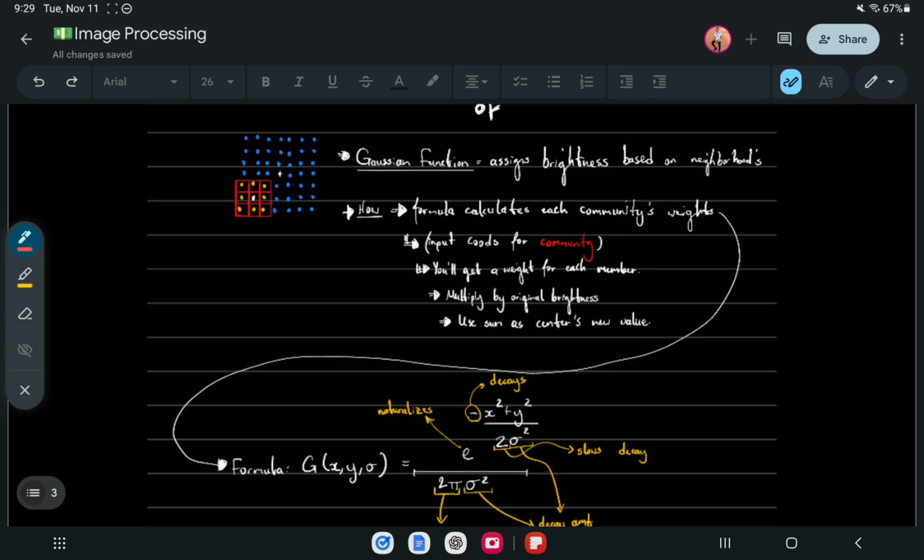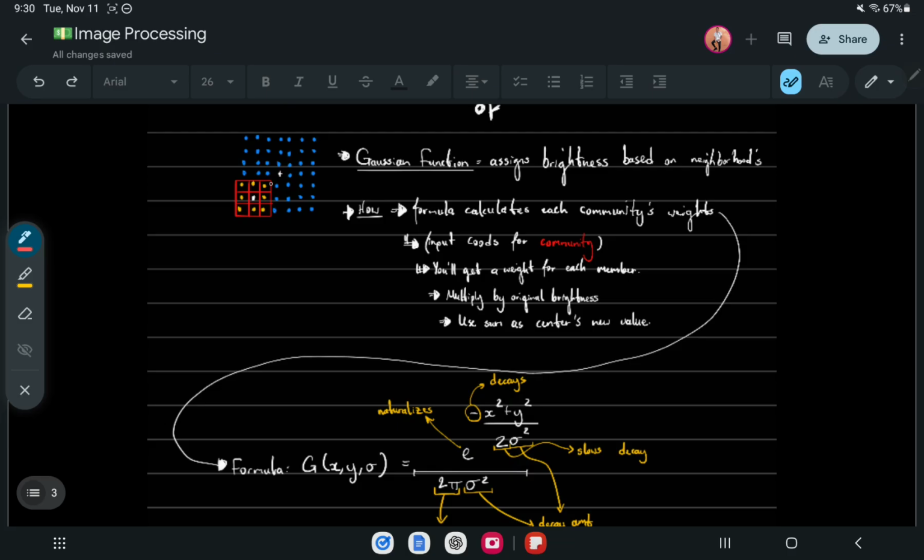So this is your formula here. It calculates the weight of each member in the neighborhood. You input the coordinates for the members, and the coordinates are all referenced to the center pixel. So whenever you slide the filter, all the respective positions are going to have the same coordinates, and because they have the same coordinates, they're going to have the same weight.